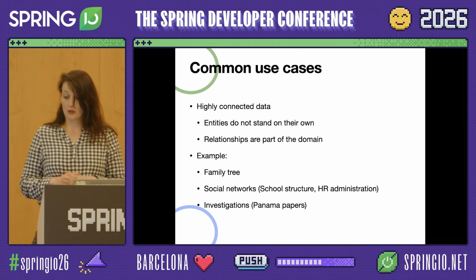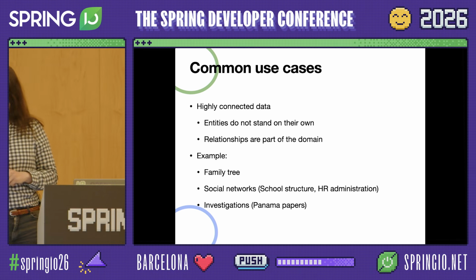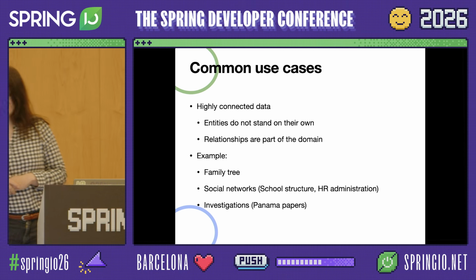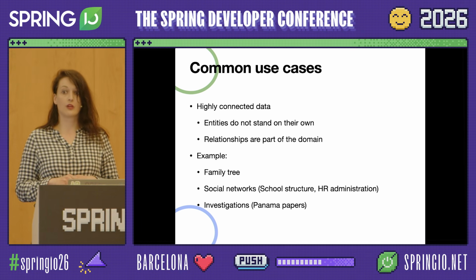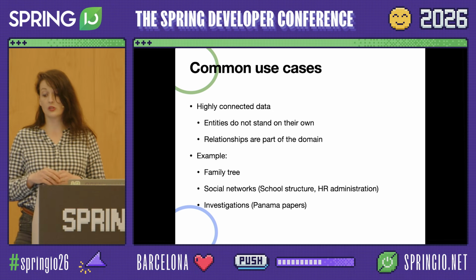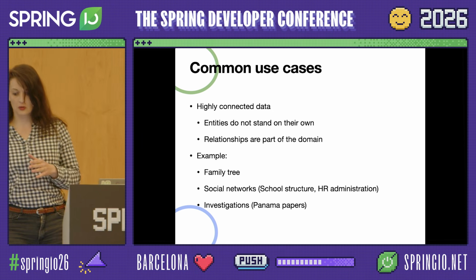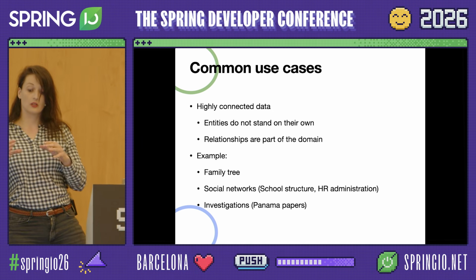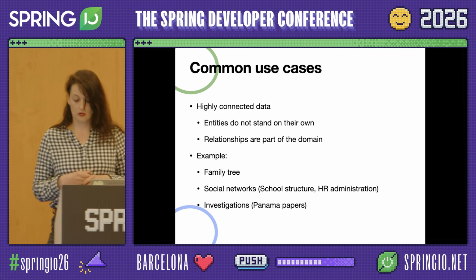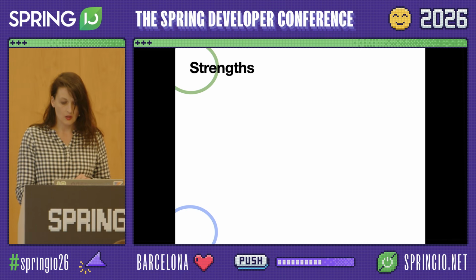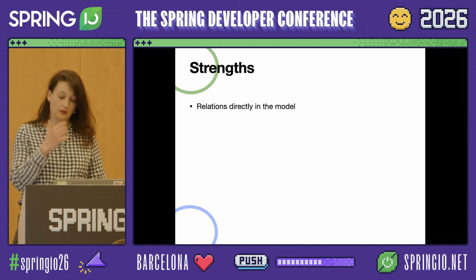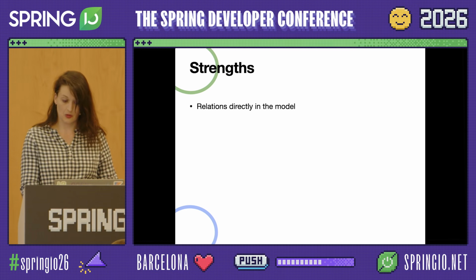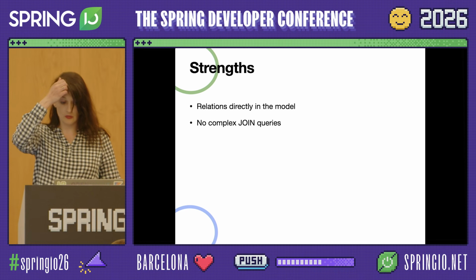Another very common example could be investigations of Panama Papers, where data analysts or researchers could identify communities in those Panama Papers by investigating the data that is in there through a graph database. The strength of a graph database is, again, the relationships directly in the model. I've stated that already a few times.